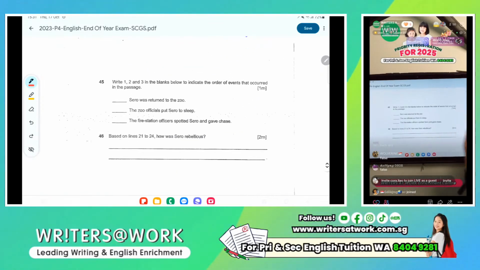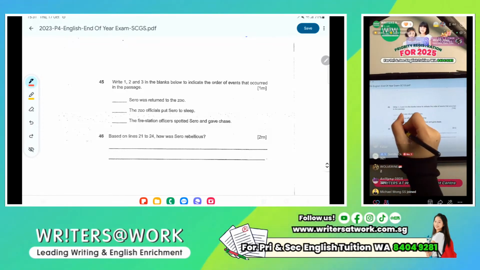Okay, last two questions. Write 1, 2, and 3 in the blanks below to indicate the order of events that occurred in the passage. Hello, Simi Rock. Welcome back. Sarah was returned to the zoo. The zoo officials put Sarah to sleep. The fire station officer spotted Sarah and gave chase. So which is the order of the events over here? 3, 2, 1. Very fast answer, Simi Rock.